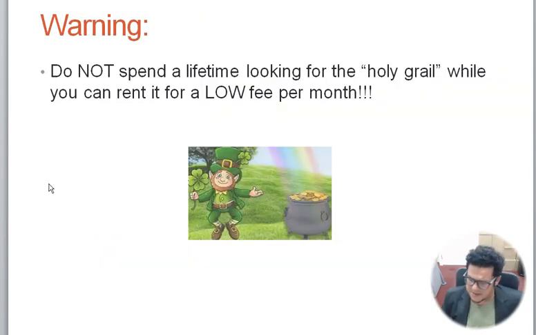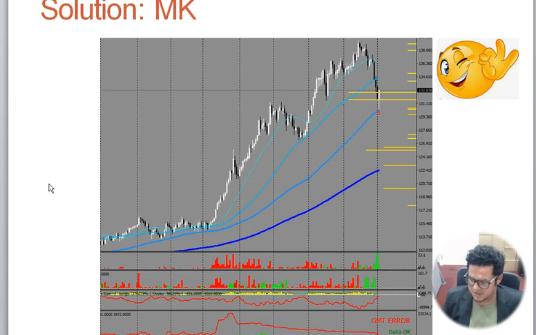This is also important. Do not spend a lifetime looking for the holy grail where you can rent it for a low fee per month. Again, this is not a sales pitch, but if you can pay £54 per month and get access to these tools, of course, that's what you should do. There's no point in trying to get around that in any way, because for the vast majority of you, to create something like this will take a long time. Maybe a decade, maybe more, and it's not feasible for the vast majority of users here. So I suggest put in the work.